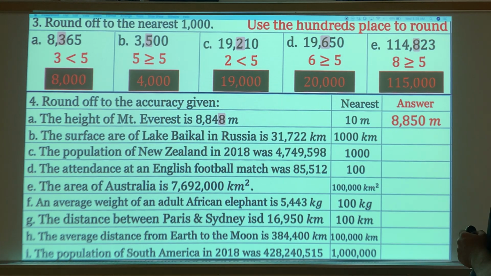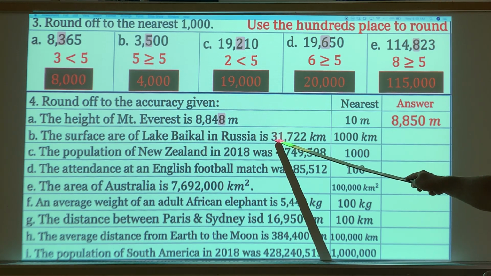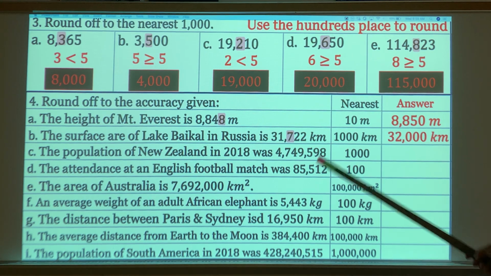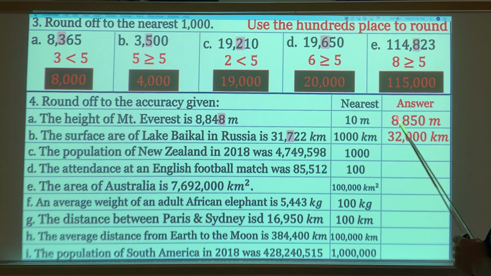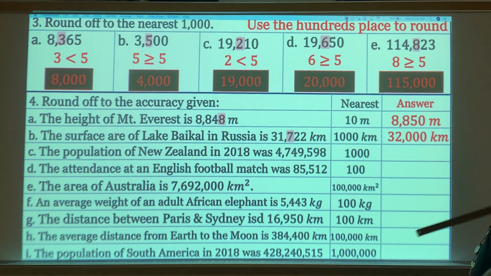The surface area of Lake Baikal in Russia is 31,722 kilometers, round to the nearest 1,000 kilometers. So we're going to round to this place. Our answer is going to be 31,000 or 32,000. We use the hundreds place to round. Since the 7 is greater than 5, we're going to round the 31 up to a 32, and you get 32,000 kilometers. Population of New Zealand in 2018 was 4,749,598.